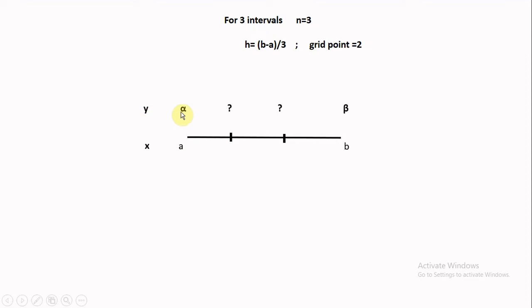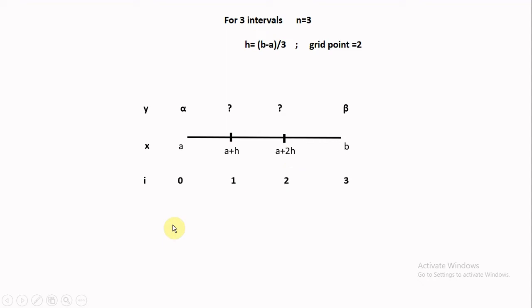And again, we know the value of y at x equal to a, which is alpha, and at b it is given to us as beta. And our aim is to determine the value of y at these 2 grid points. So again, if we take the values of I for the various points over here, then for the first grid point, the value of I is 1, and for the second grid point, the value of I is 2. And we have to determine the value of y1 and y2. And if we note down the x coordinate for the first grid point, it will be a plus h, and for the second grid point it will be a plus 2h. So basically we have to determine the value of y at this grid point and at this grid point.